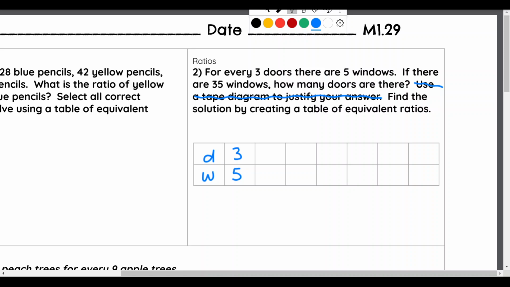And I'm going to count up to 35 windows. So 5, 10, 15, 20, 25, 30, 35. And I will count up by 3s with the doors. 3, 6, 9, 12, 15, 18, 21. If there are 35 windows, there are 21 doors.